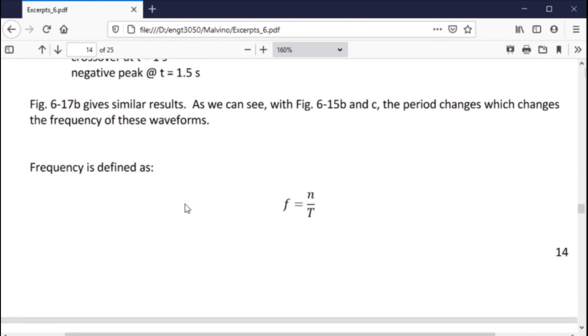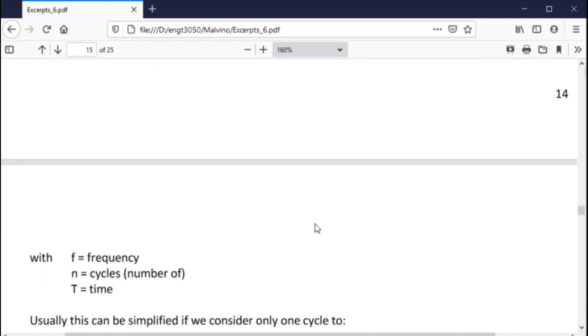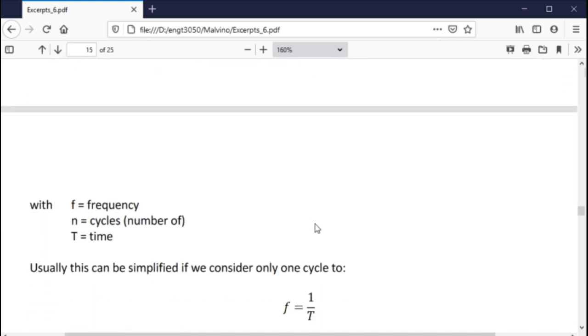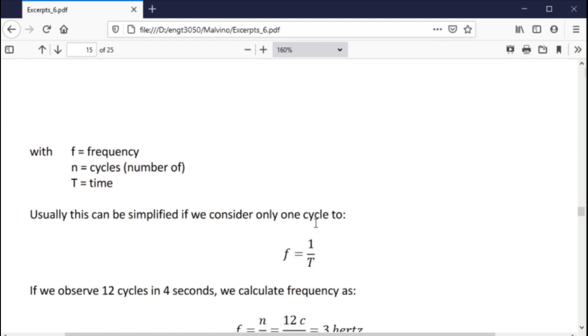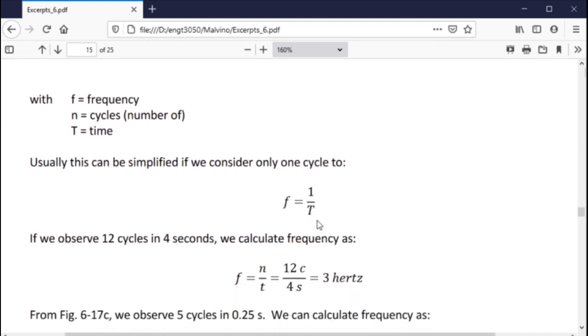The frequency is defined as the number of cycles divided by the period of those cycles. But if it's one cycle, it would just be 1 divided by T. So usually the frequency is 1 divided by the period of one cycle. Again, if we only use one cycle, F is 1 over T.